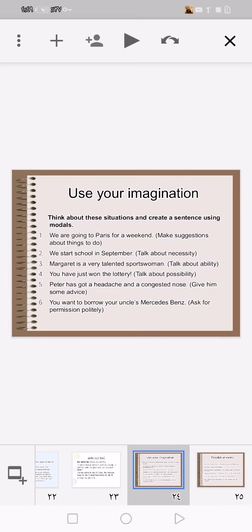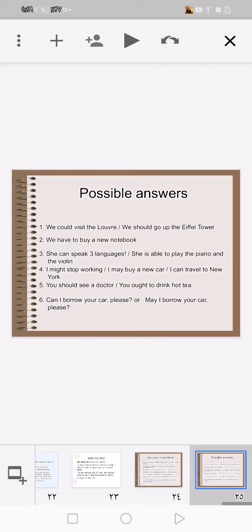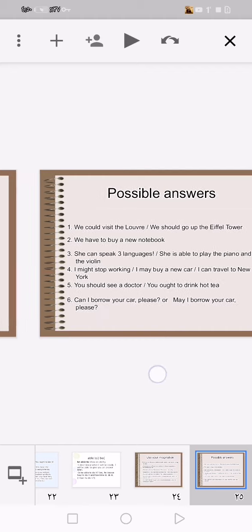Number four: we have just won the lottery. Talk about possibility. The answer for number four will be: I might stop working, I may buy a new car, I can travel to New York. So there are three possible answers.